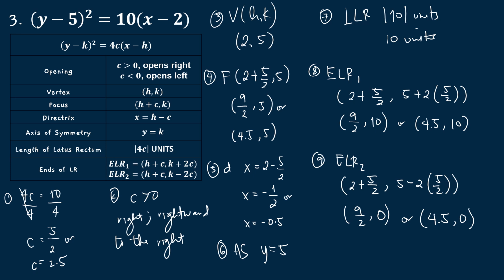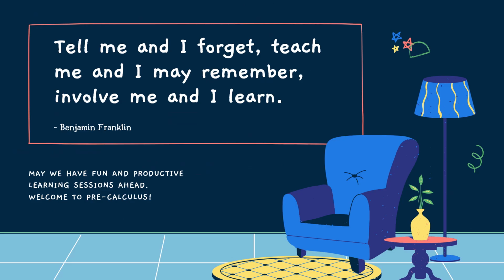And that's all for our number 3 property, and the last example for a parabola in horizontal format with opening to the right. And that is all for our video lessons for the conic section parabola.